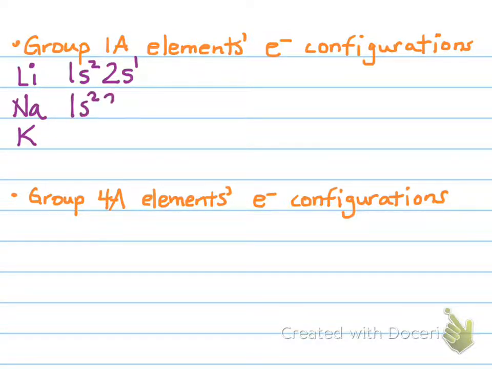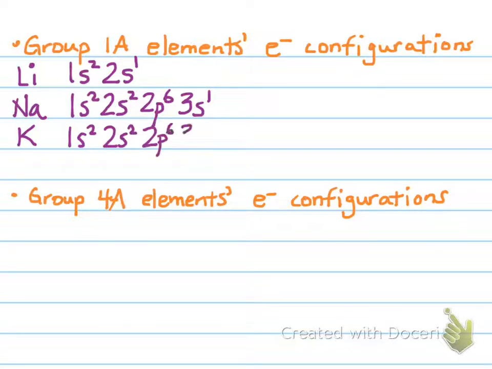For sodium, 1s2, 2s2, that takes us to beryllium, 2p6, that takes us to neon, and then sodium is 3s1. For potassium, 1s2, 2s2, 2p6, 3s2, 3p6, that takes us to argon, so potassium has a 4s1.